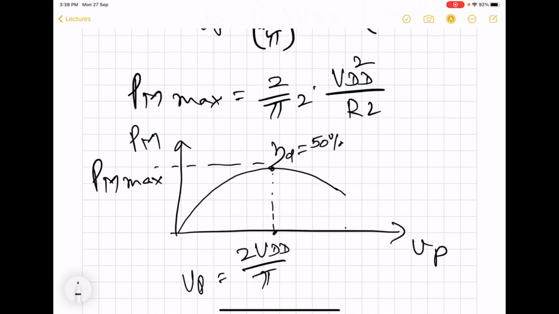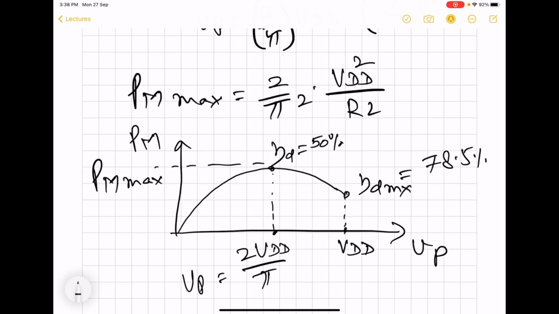And we saw that when Vp is equal to VDD, that corresponds to maximum efficiency, and that was 78.5% approximately. And for this case, the power dissipation is, of course, lower than what we have already seen for the maximum case.